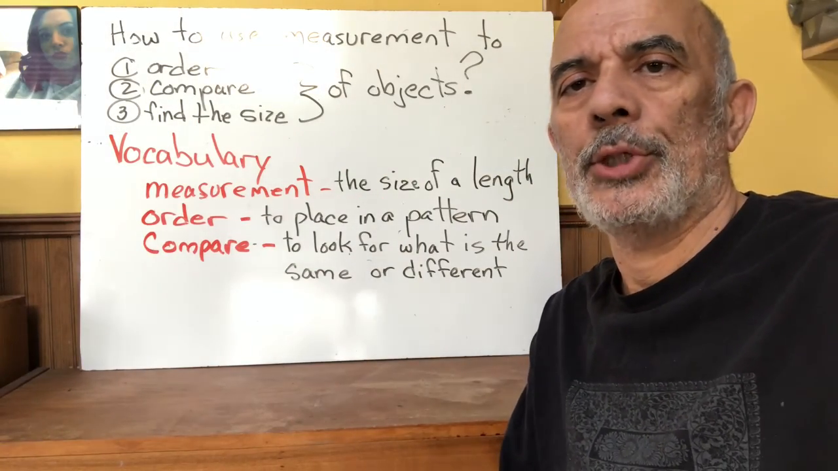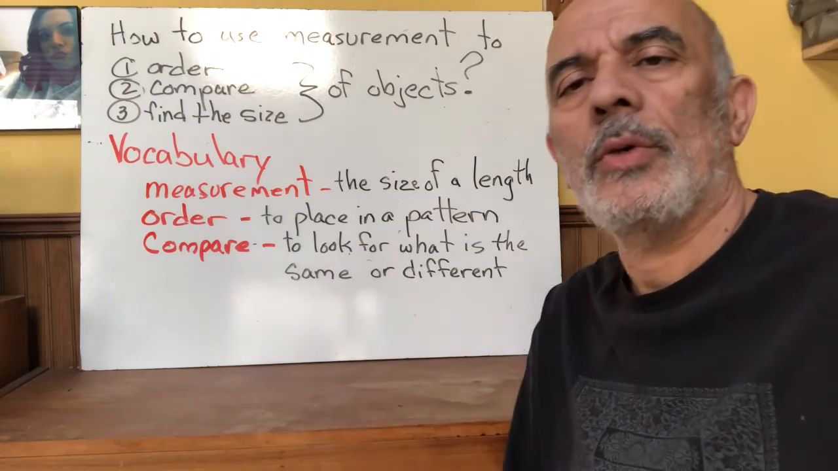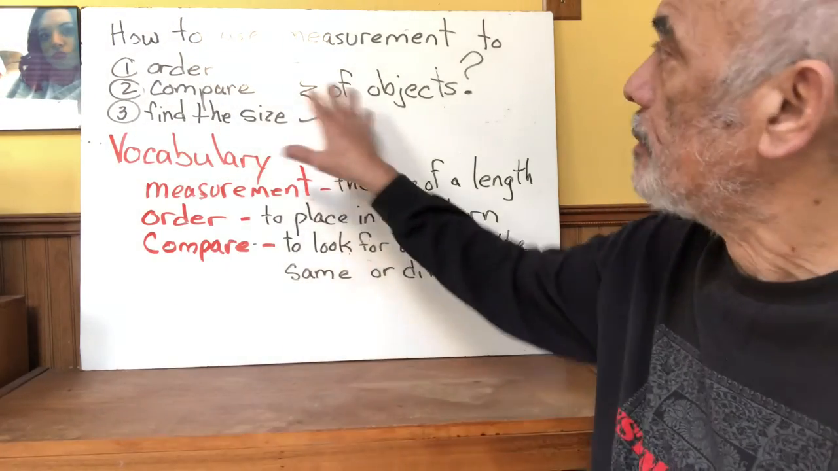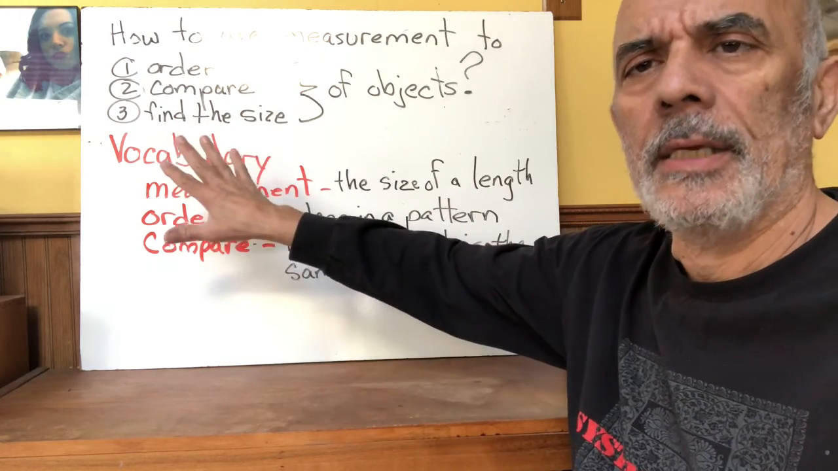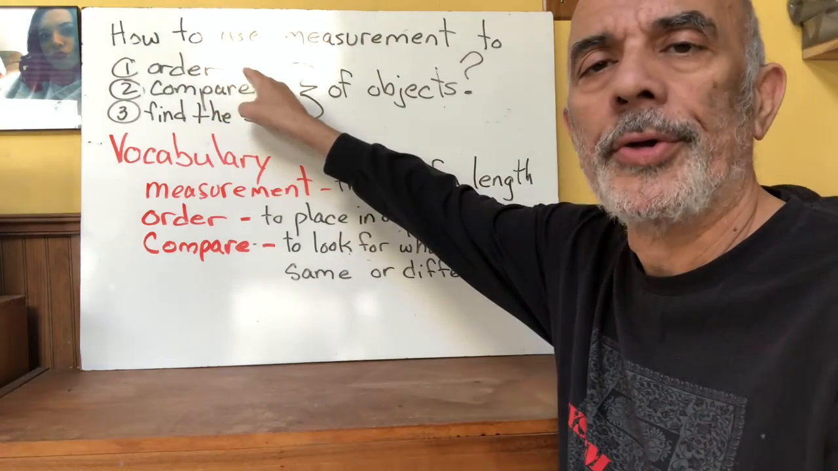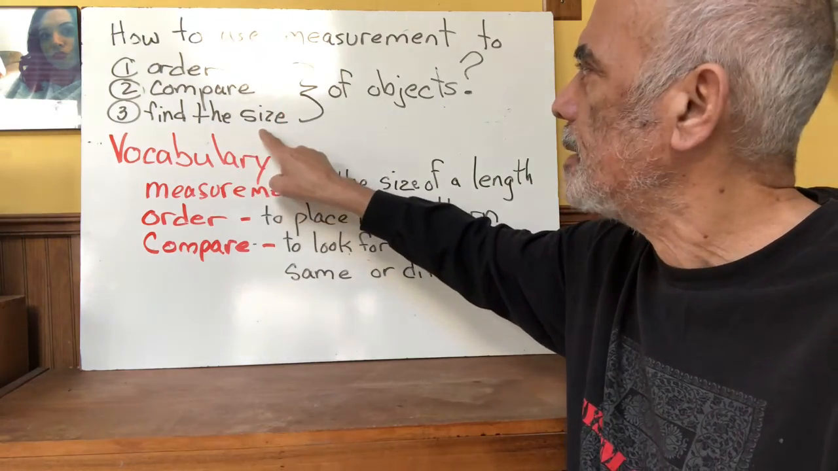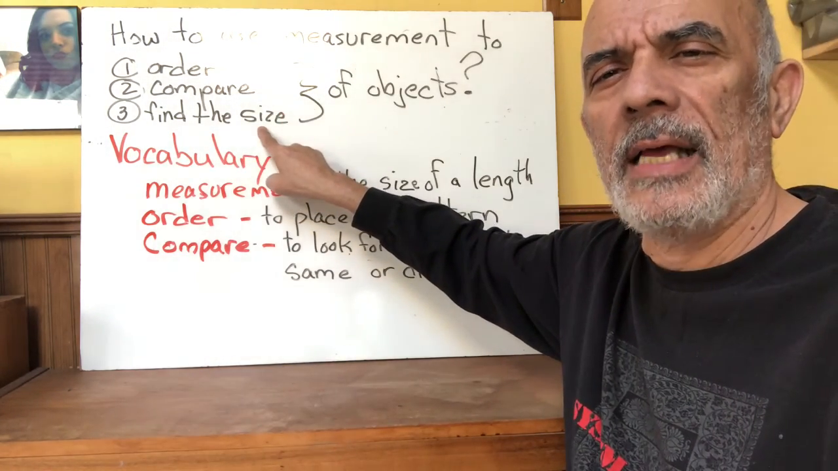Hey, PS 81 students. Today we're going to be talking a little bit about length. And we're going to talk about three things in particular. We're going to talk about how to order length, how to compare it, and how to find the size.